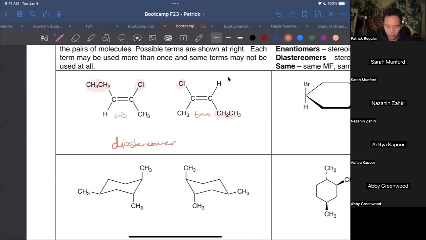I'd be thinking, hey, wouldn't diastereomers need a difference in at least one stereocenter? You would be right. Your two stereocenters are going to be right here. These stereocenters are the same, but this one and this one, they're different. They're flip-flopped.